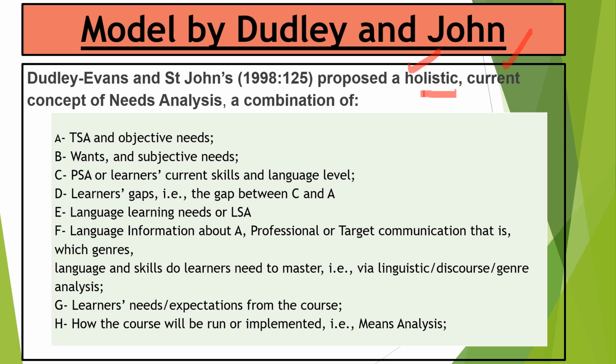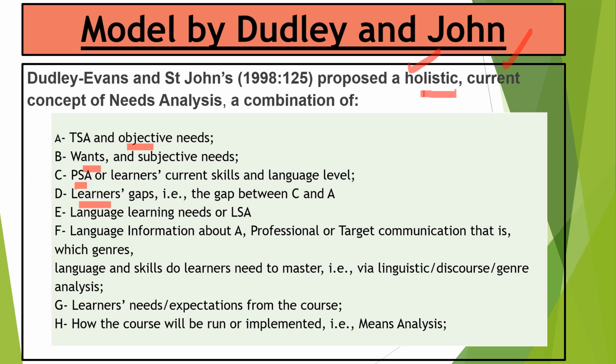Now first of all, we are going to start with target situation analysis, and those are called objective needs. Then we are going to talk about wants of the learner, that are called subjective needs. Present situation analysis, the present or current skills or current language level of the student. Then we have learners' gap, the gap between C and A.